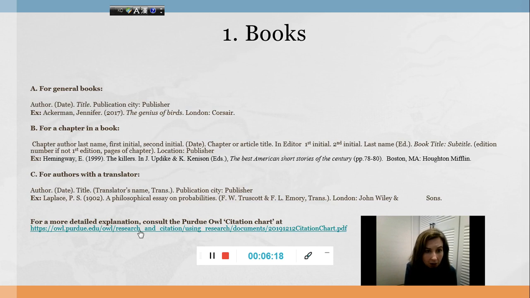Okay, so if we want to look at a detailed explanation, you can consult the Purdue OWL citation chart. So Purdue is a university in America, and they basically set the standard of citations. So whenever you want to look up citations, you always go to this website, Purdue OWL.